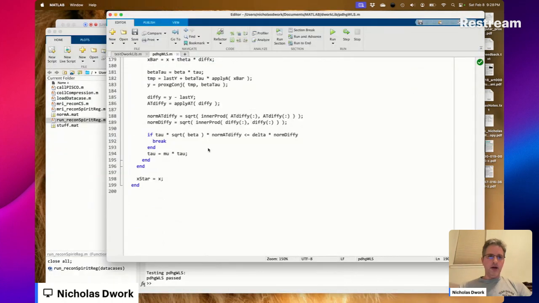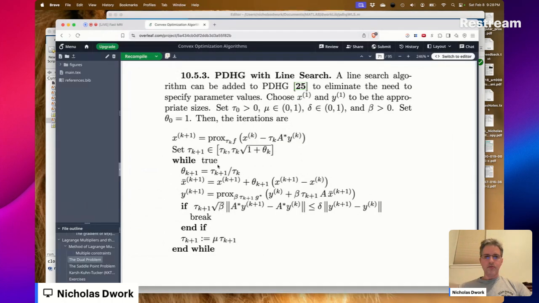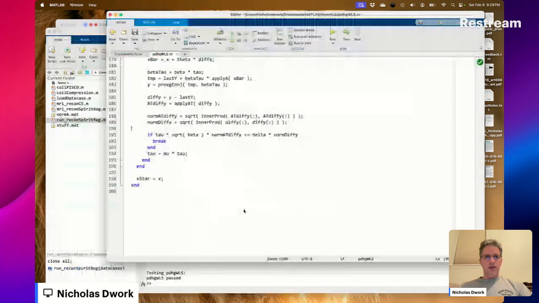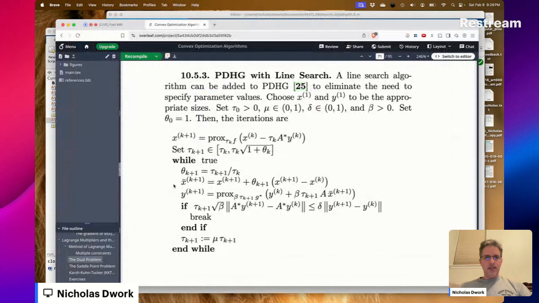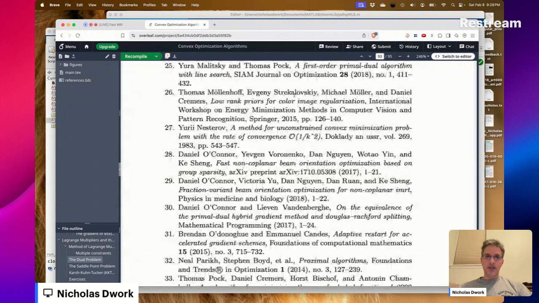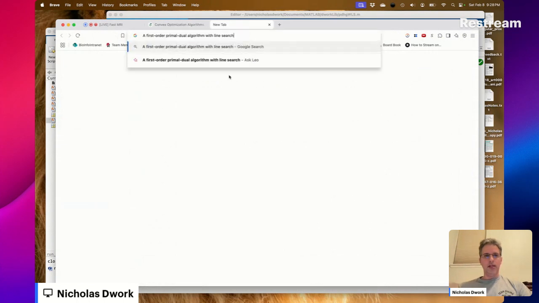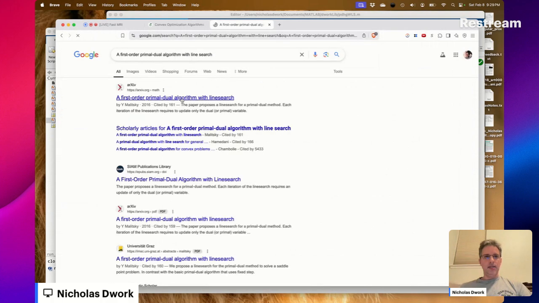All right, well, there's no obvious error. This code looks like a faithful representation of what's written here. It's possible what's written here is wrong. Let's check. A first-order primal-dual algorithm with line search, Malitsky and Pock.